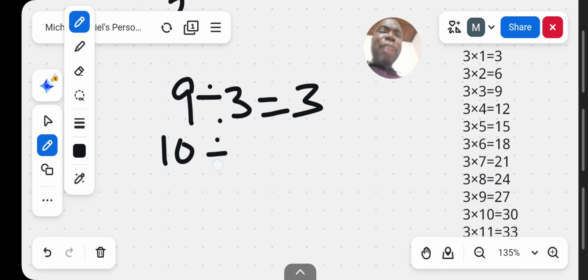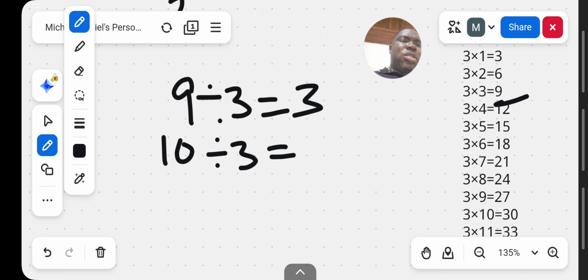10 divided by 3, if you read the 3 times table, you will not get 10. But you will notice that 10 is between 9 and 12. So which one do we use? Do we use 12? No, we won't use 12 because 12 is bigger than 10. So what are we going to use? We're going to use 9, the smaller one, because 10 is between 9 and 12.